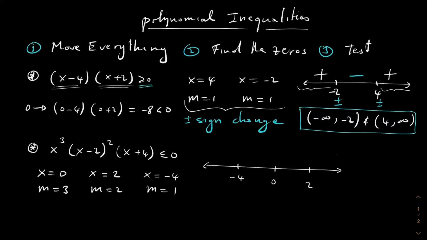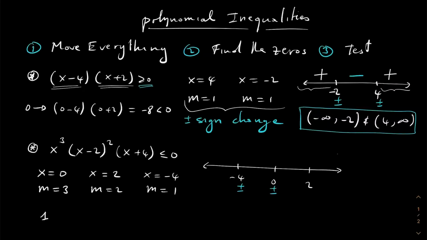And from the previous work, I also know that I'm going to have a sign change at negative 4 because the multiplicity is odd. I am going to have a sign change at 0 for the same reason, but I'm not going to have a sign change at 2 because the multiplicity is even. So the polynomial itself is going to be bouncing off the 0 as a parabola as it gets to it. So there's going to be no sign change there.